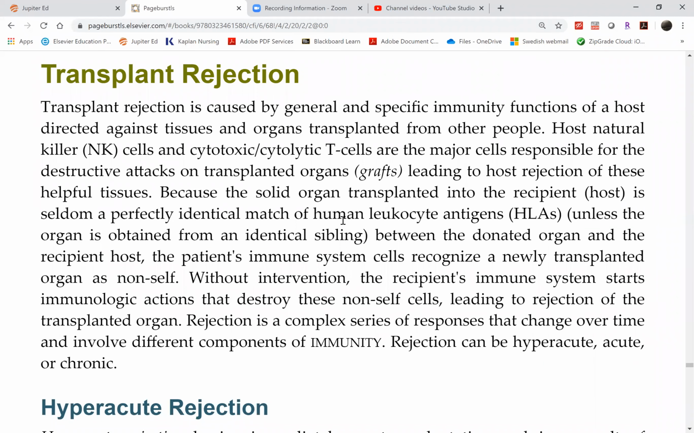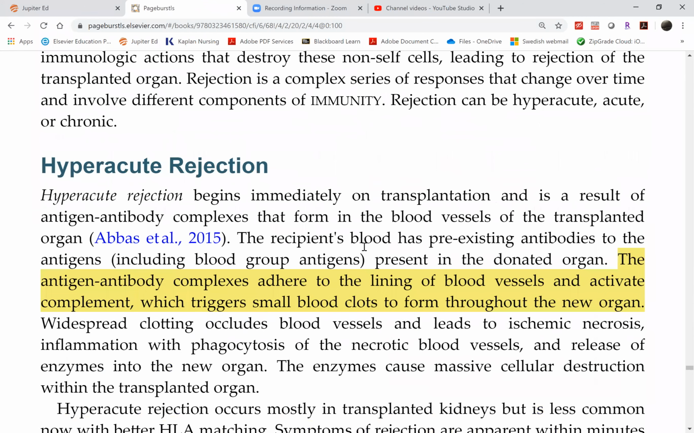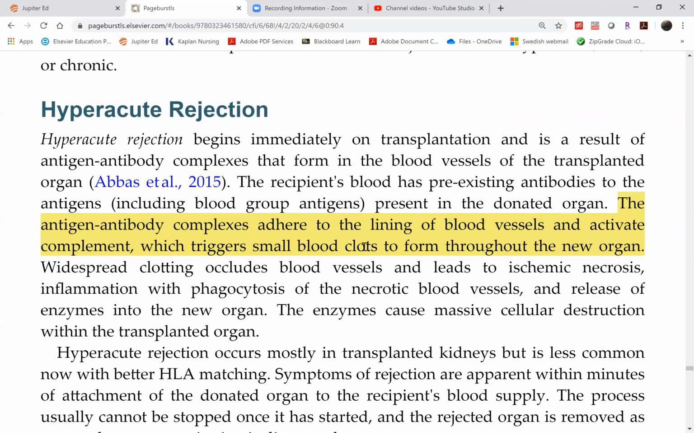So it will never be accepted. Every single second of every single day, the immune system will always try to fight and kill that solid organ. So the only way we can help it survive is to suppress the cytokines. So here come the three types of rejection now. These three types occur at different periods after the transplant.